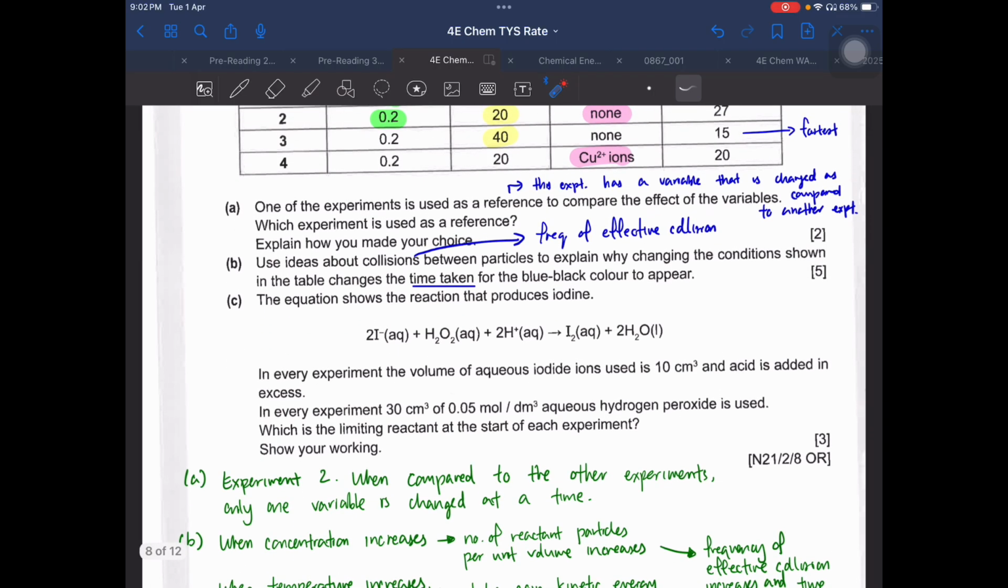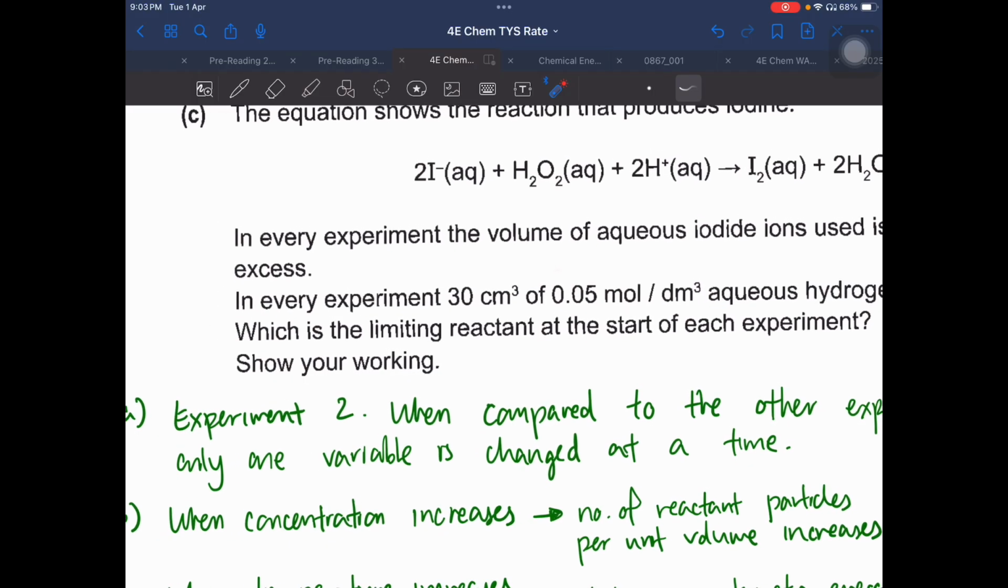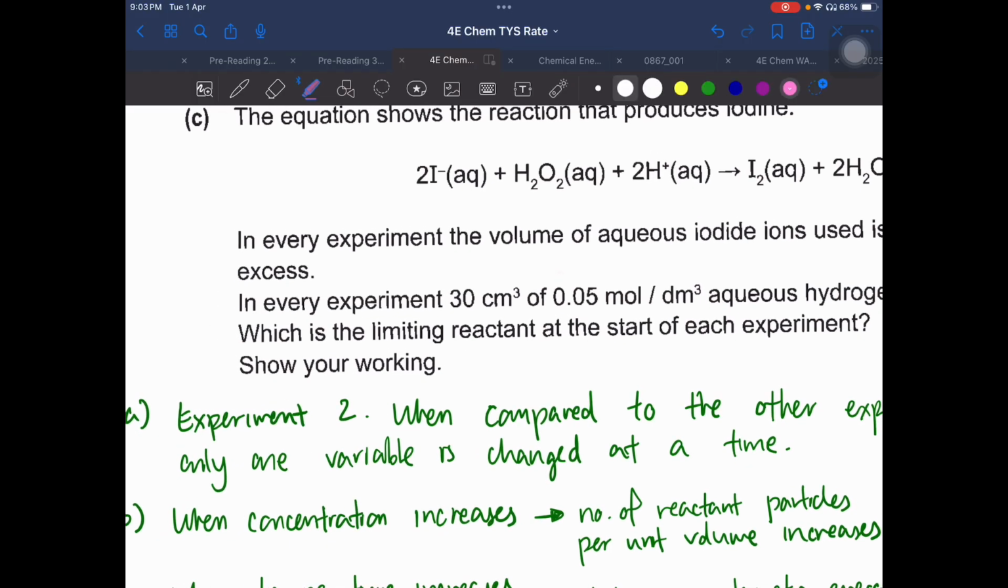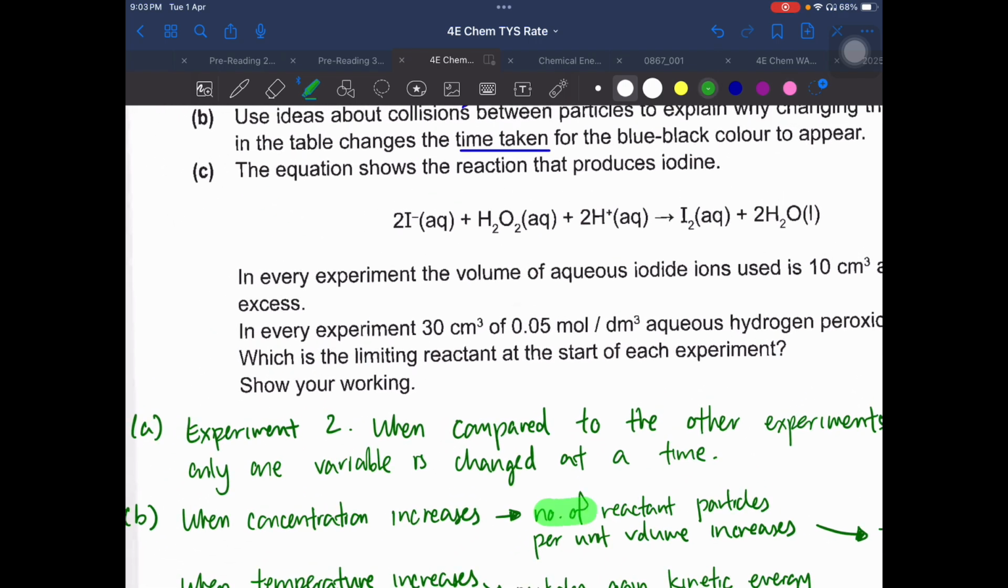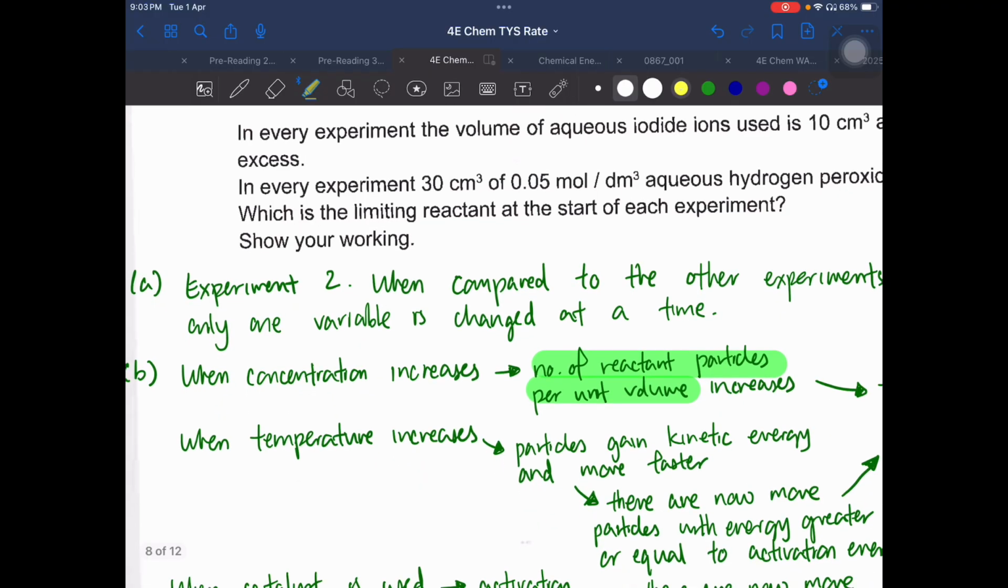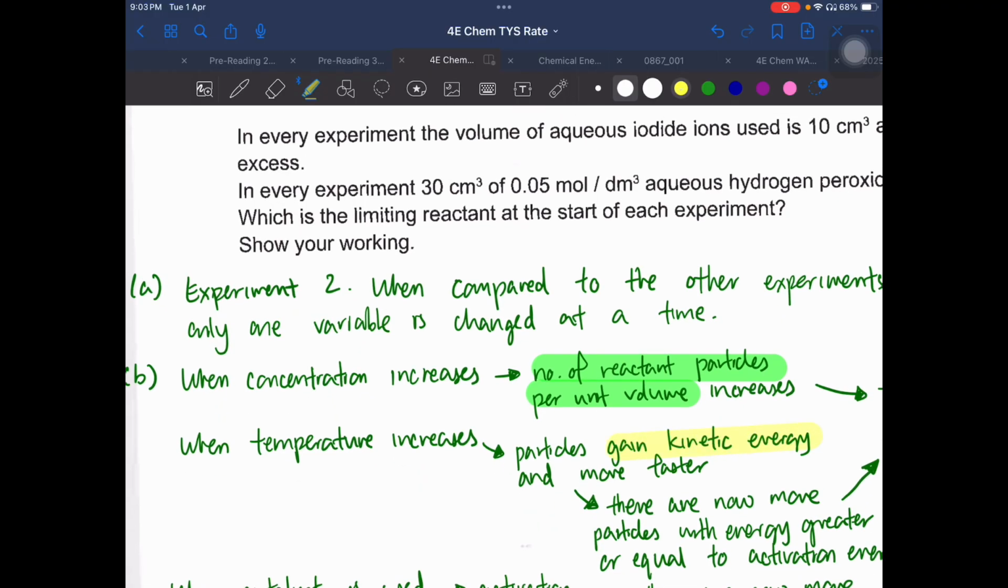Firstly, if you're talking about concentration, you need to make sure that your explanation actually covers the concept of number of reactant particles per unit volume. And that's a key concept. Second, if you're talking about temperature, when temperature changes, your answer must cover the concept of kinetic energy, movement of particles. And of course, like what we saw just now at the start of the video, that whole example of how particles actually have energy equal or greater than activation energy. Now there will be more particles with energy greater than or equal to activation energy.